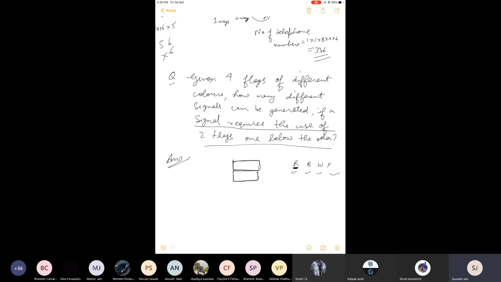You are supposed to generate a signal. What is a signal? They have given that. Signal means putting one flag below the other. It is clearly written: a signal requires the use of two flags, one below the other. In how many ways can we generate the signal? So very easy. This place can be filled in 4 ways. Why? Because we have 4 flags.